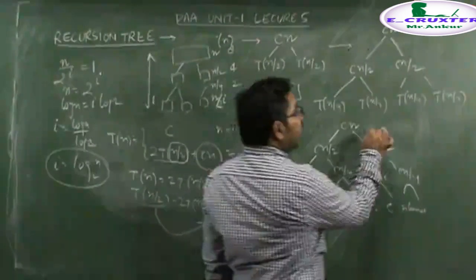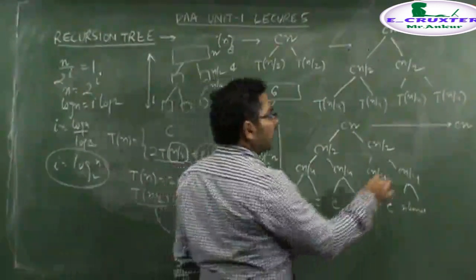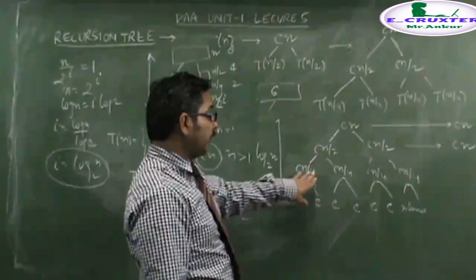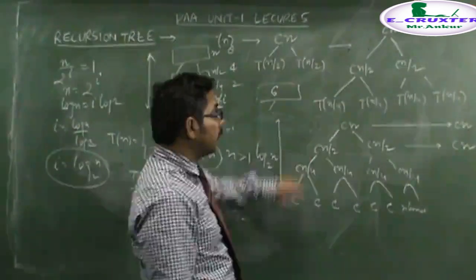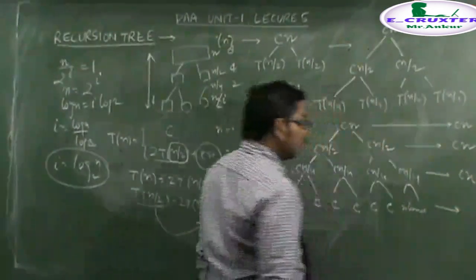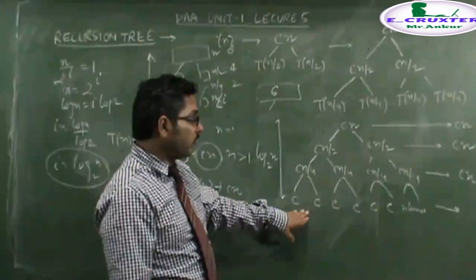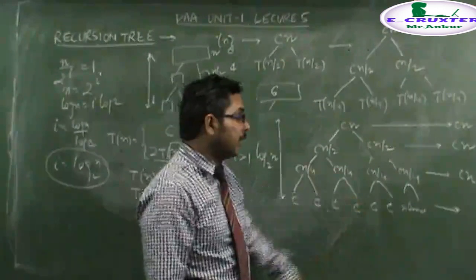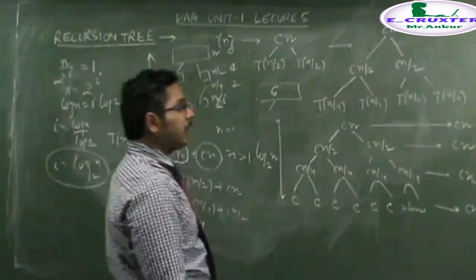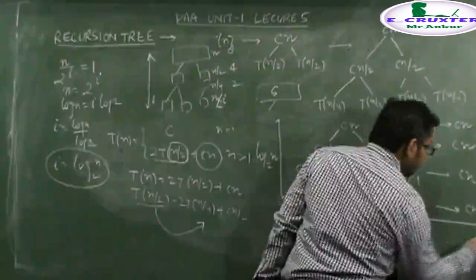Now, the cost at this level is basically C of n. The cost at this level is basically C of n. Similarly, you notice that here there are basically 4 subproblems, each of Cn by 4. Hence, the total cost here is Cn. And at the last level, you notice that the cost is C, and it is written n times, so the cost here is Cn. This is the third step. That is, we calculate the cost at each level, and then we sum the total cost.